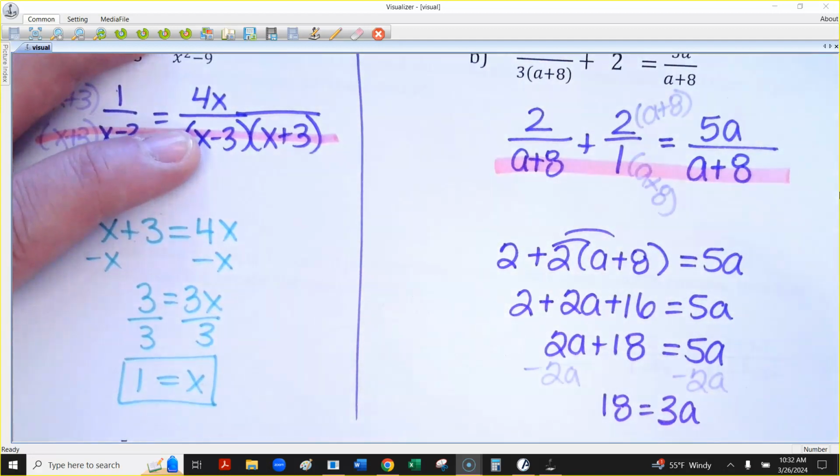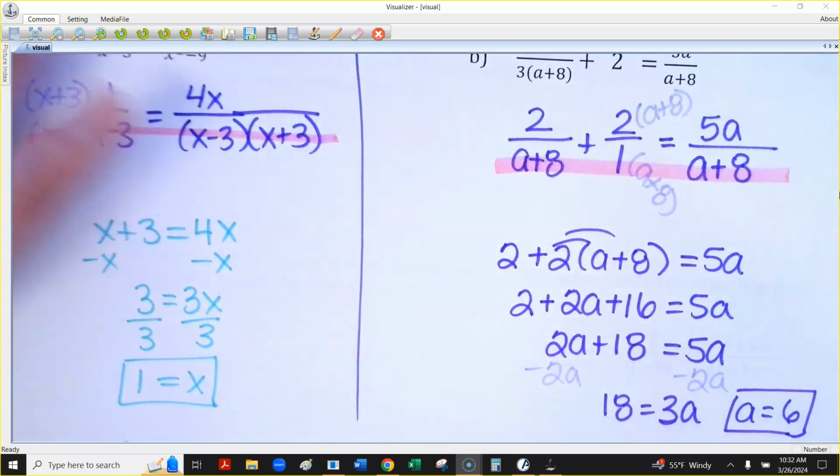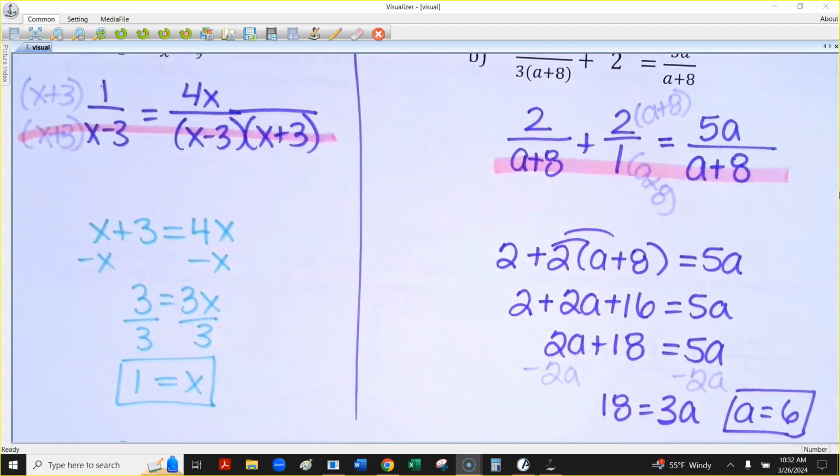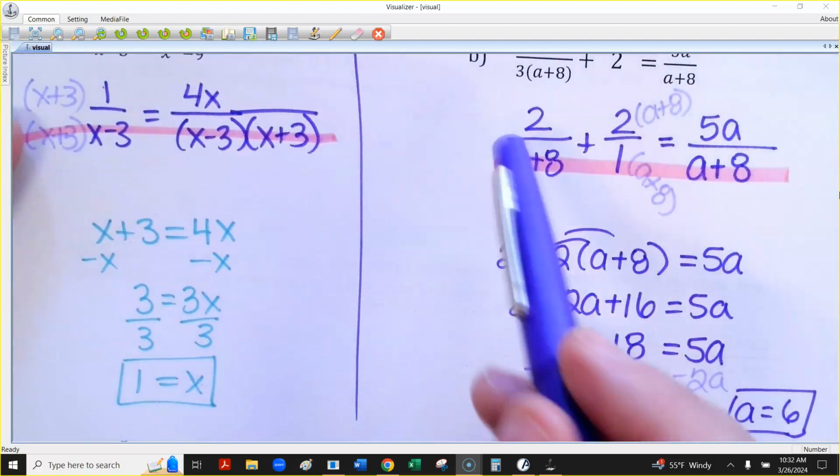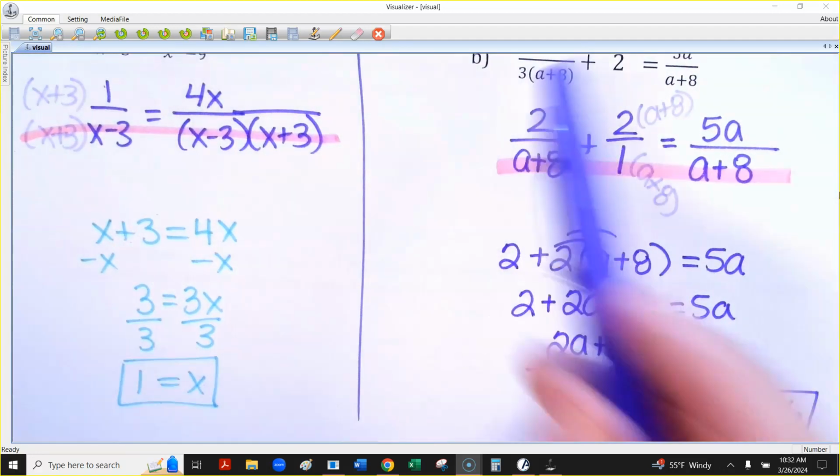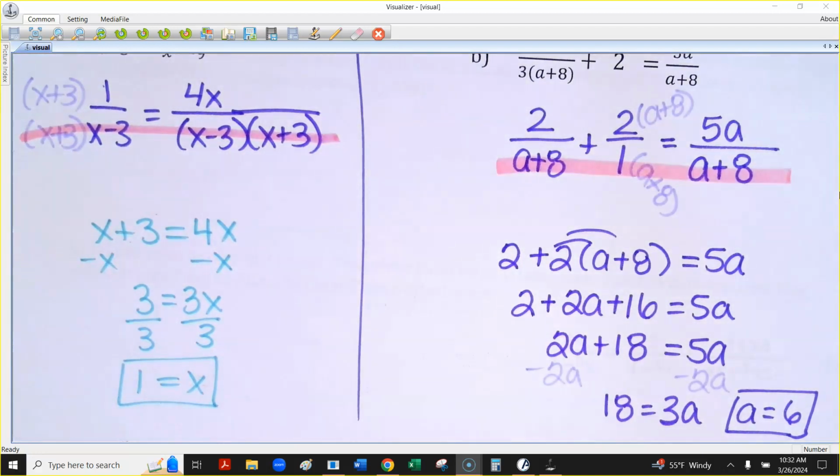So what would a be equal to? 6. And then if you want to look back to the original problem, the only answer that would have caused me an issue would have been if it was negative 8, which it's not, so we're good to go. That should be my answer. Is anybody having a question?